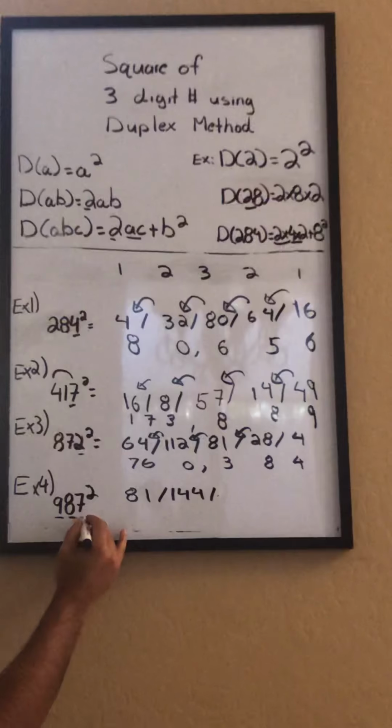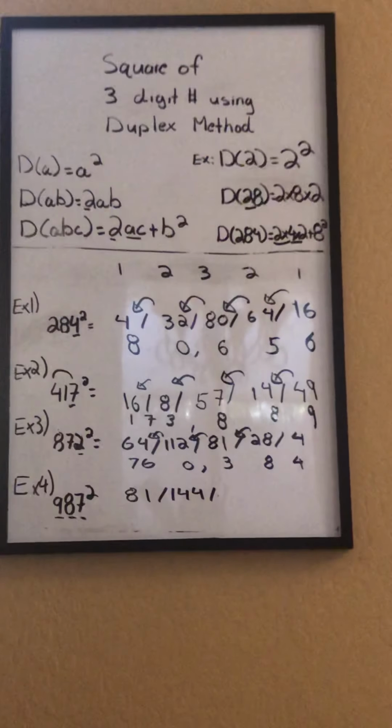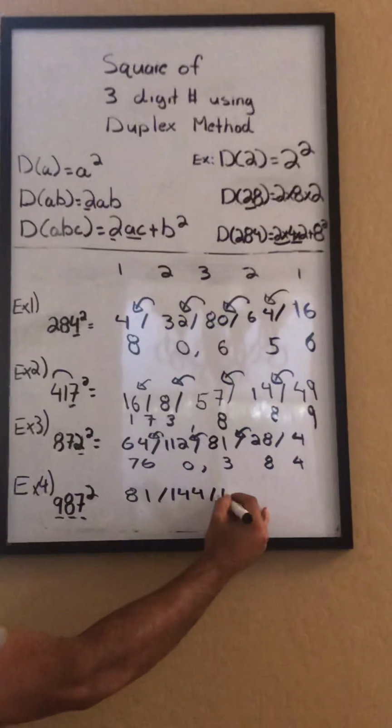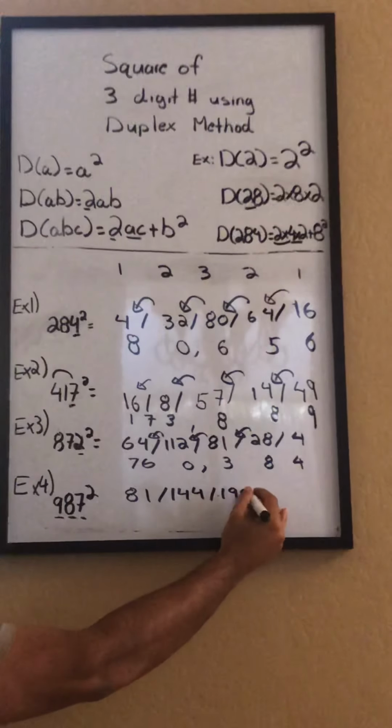Okay, now we move over right here. We have to find the duplex of 987, a 3-digit number. So it's going to be equal to 9 times 7 doubled plus 8 squared, which is 64. So let's break that down. 9 times 7 is 63. 63 times 2 is 126. 8 squared is 64. 126 plus 64 is 190. The more you practice, the easier this will be, okay?